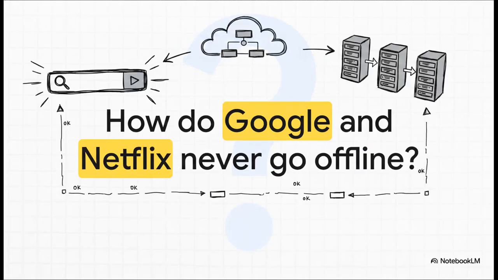I mean, think about your daily life for a second. Have you ever wondered how giants like Google or Netflix literally never seem to go offline? You type in a search or hit play on a movie and boom, it just works, instantly, seamlessly. It feels like you're interacting with one giant, indestructible, perfect computer. But as we're about to see, that flawless experience is actually a brilliant, carefully orchestrated magic trick.